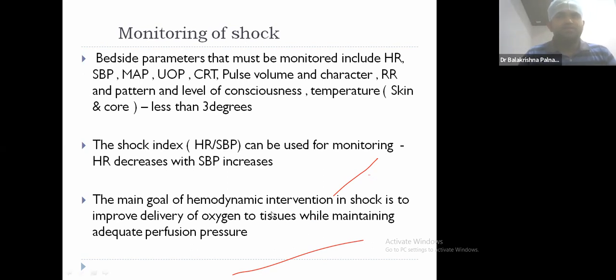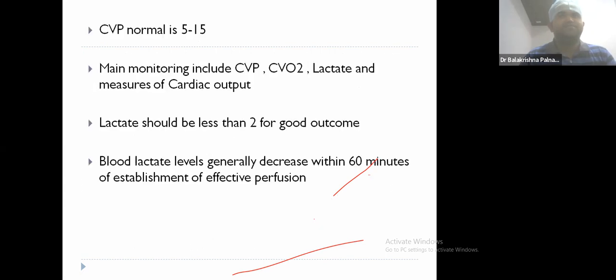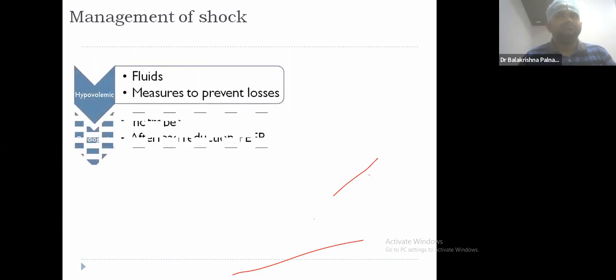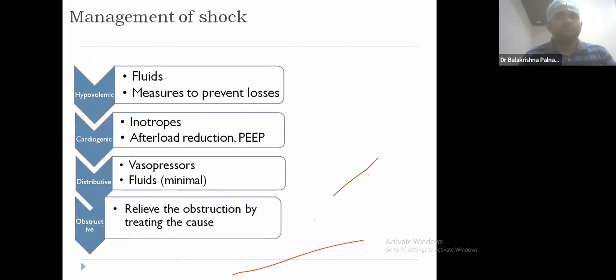So the main goal of hemodynamic intervention is to improve the delivery of oxygen to the tissues while maintaining adequate perfusion pressure. So lactate should be less than 2. The main monitoring includes your CVP and lactate. Usually if you are able to achieve effective perfusion, the blood lactate level should gradually decrease within 30 to 60 minutes. So this is a simple listing, which I'll discuss in the later part.